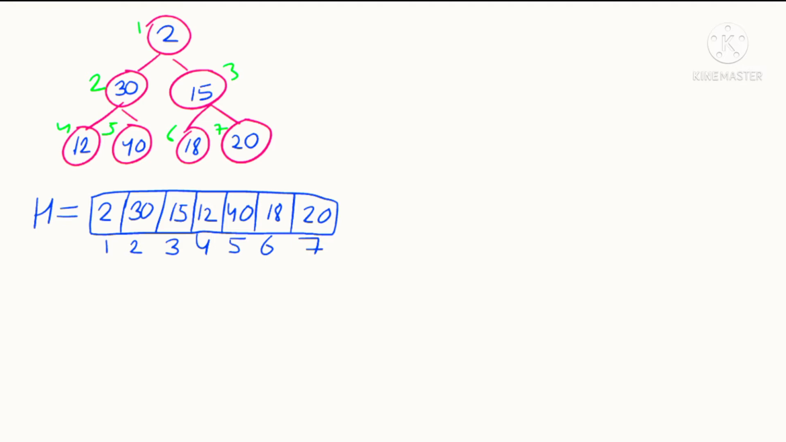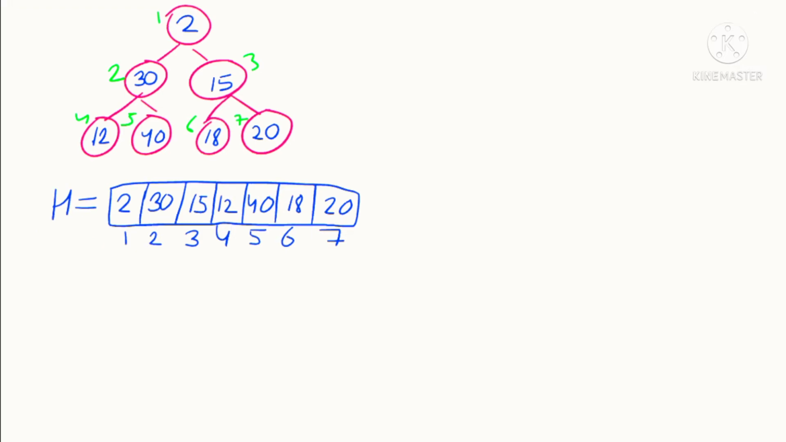So how does Heapify work? First, look at this complete binary tree. All the elements are here. I have indexed them. I have taken an array H and all the elements are indexed. In Heapify, first of all, we have to look at the last leaf nodes.